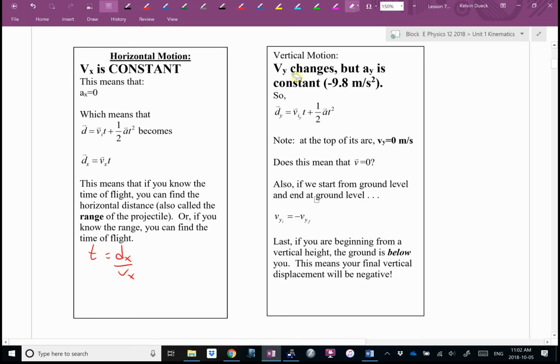Vertically, ay is constant, negative 9.8, so Vy is changing. So d equals vit plus a half at squared stays as it is. Now, up until now, we've always had Vy initial be 0. Oh, no, it was 0 when we launched horizontally from a cliff, but it wasn't 0 at an angle. But we can safely say, Mateo, that at the top of its arc, V final isn't 0. What's 0? V what final? Vy final. Does that mean that the overall velocity is 0? In fact, right at that moment, the overall velocity equals Vx, because that's the only thing that's left.